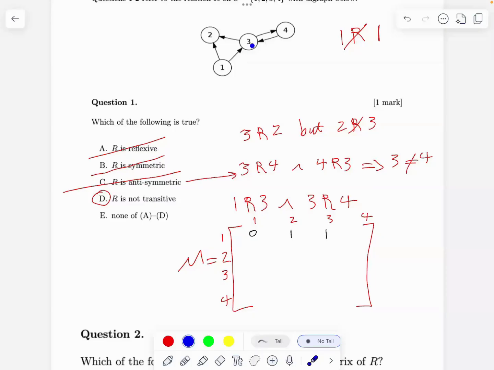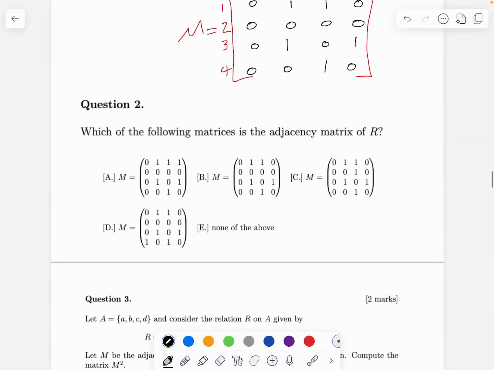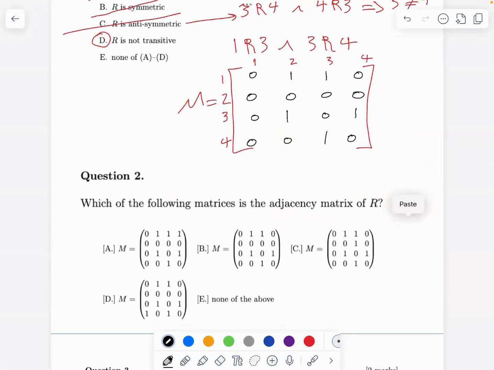So what did I do? 1 to 3, 1. 1 to 2, yes, 1. 1 to 4, no, 0. Now 2 to anywhere. 3 to 4, 3 to 2. So the rest are 0. 4 to only 3. Okay, so why do we do this? Because we need it.